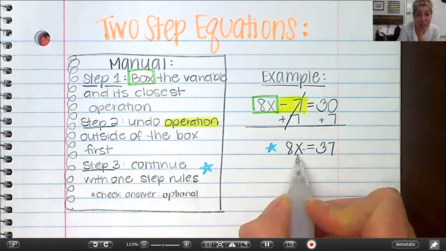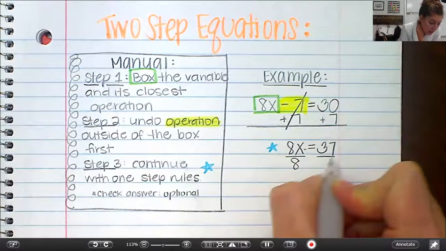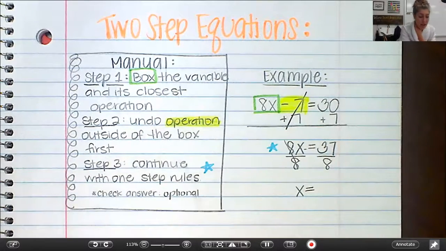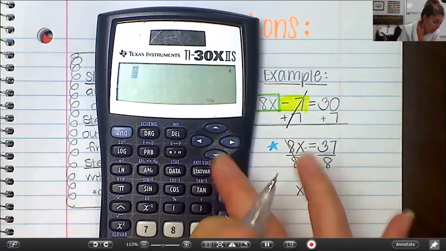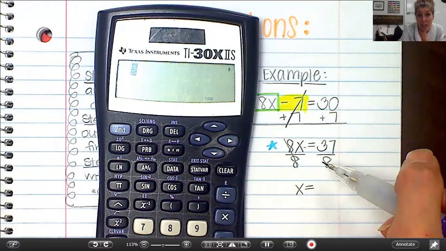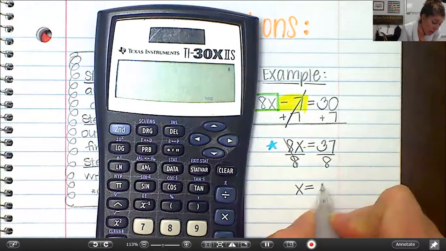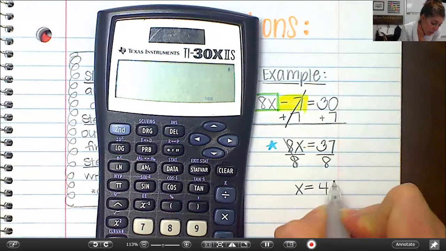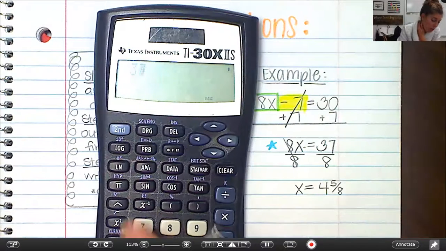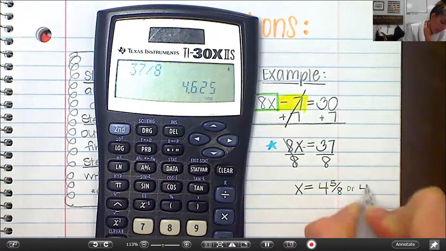We have 8 times x. So the inverse I'm going to use is divide. In this case, divide by 8. I have x equals. More than welcome to use our tool. Now, there's 2 ways you could think about this. 37 over 8 can be thought of as an improper fraction. 8 goes into 37 4 times with 5 out of 8 left over, right? Or you can just go ahead and type in 37 divided by 8 and get the decimal answer to that.